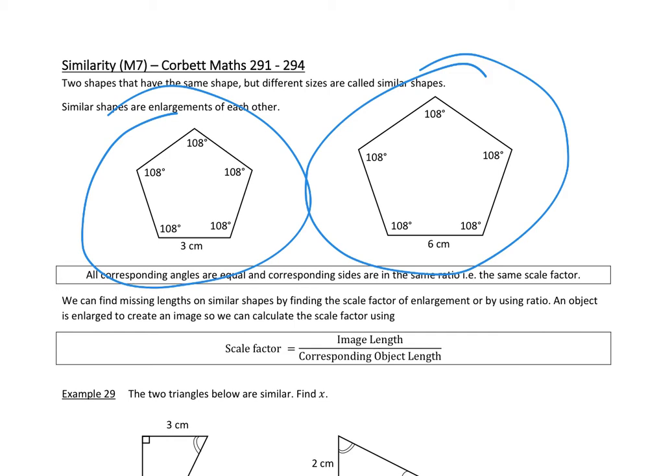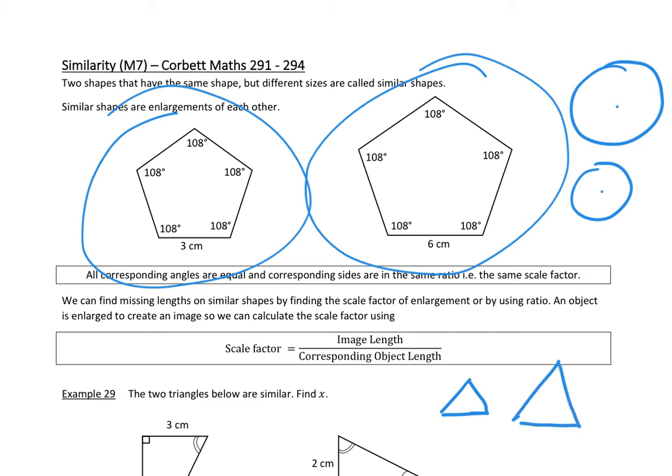Other examples of similar shapes would be circles. For example, if I have a circle here and I have a bigger circle, they have both exactly the same shape, but they're just different sizes, so they are what's called similar. Likewise, if I had an equilateral triangle, just draw a very rough equilateral triangle, and another one, they would be similar shapes because all of the angles are the same. They're the same shape, they're just slightly different sizes.